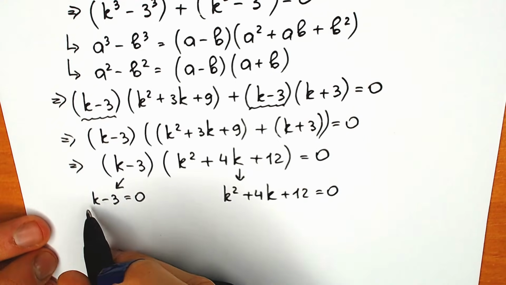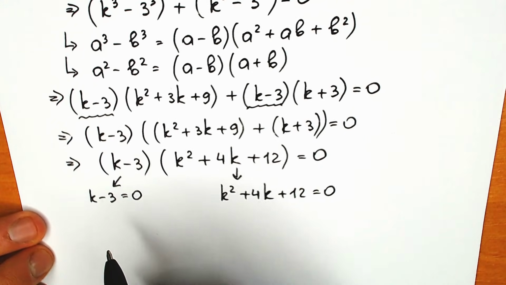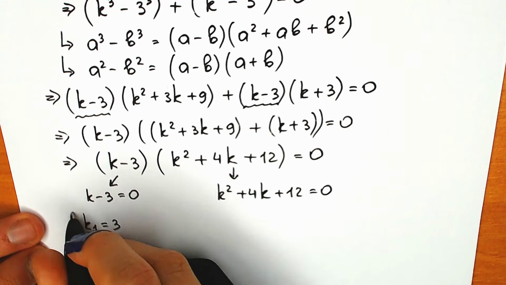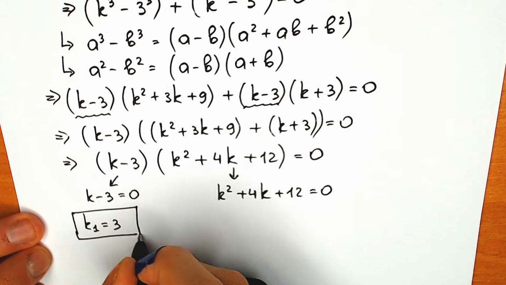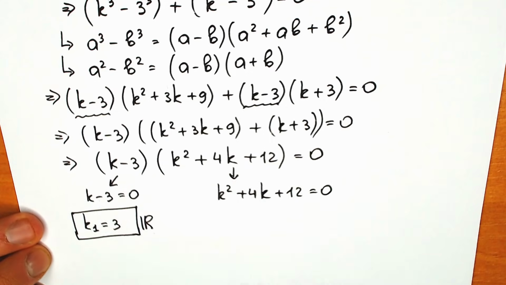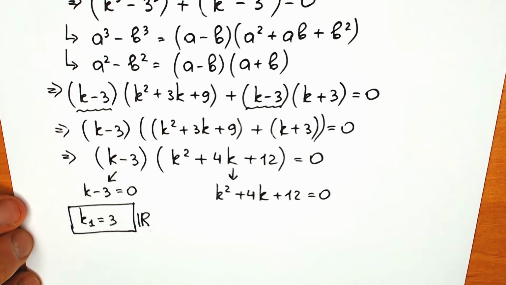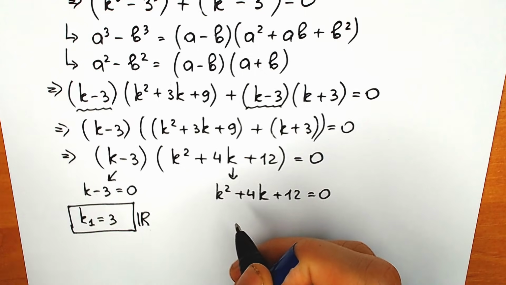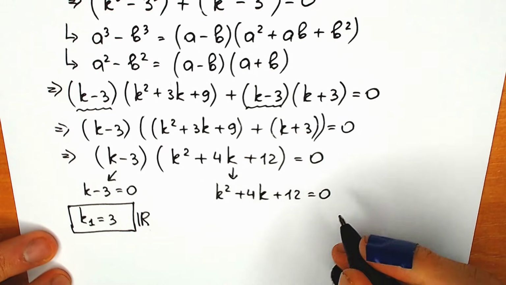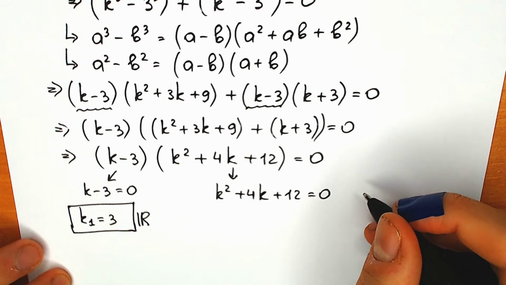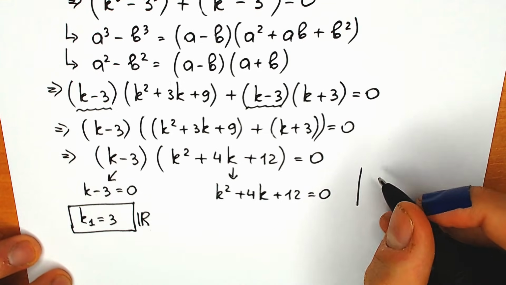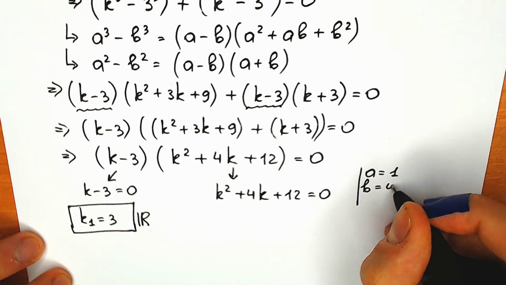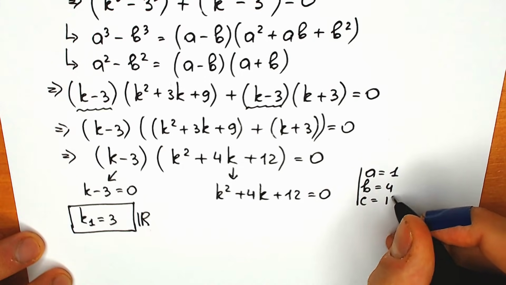Real quick, we can solve k minus 3 equal to 0, because from here k first is equal to 3. So this is our first root, k first equal to 3. This is our real number root. What about the second one? This is our quadratic equation, so we can solve it real quick. There are a lot of methods. I prefer the basic one, the method of coefficients. So a equal to 1, b equal to 4, and c equal to 12.